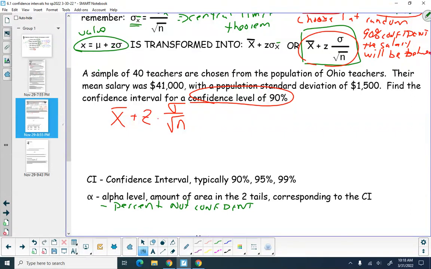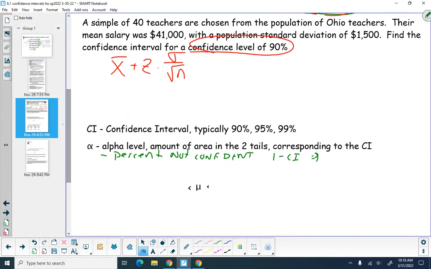If you're 99% confident something's going to happen, there's still a 1% chance that it's not going to happen. So you have your percent confidence, and your percent not confident, which is 1 minus your confidence interval, or if you have it in a percent, 100% minus your percent confidence. Once again, typically you're going to be dealing with 90, 95, and 99%.